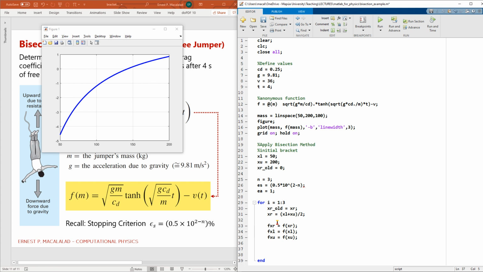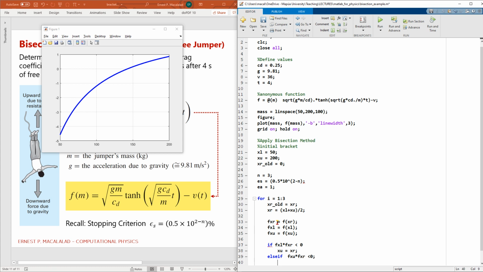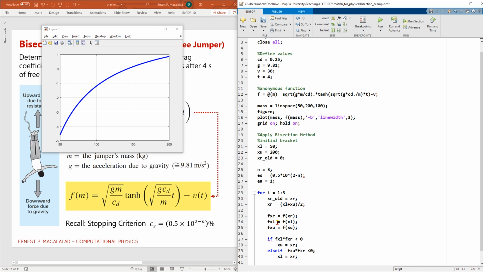Now let's do two conditions. If the product of fxl and fxr is less than 0, we're going to replace the old value of xu with the new value of xr, as we described earlier. Else, if fxu times fxr is less than 0, then we do the opposite. xl is the one that we're going to replace. And then end.